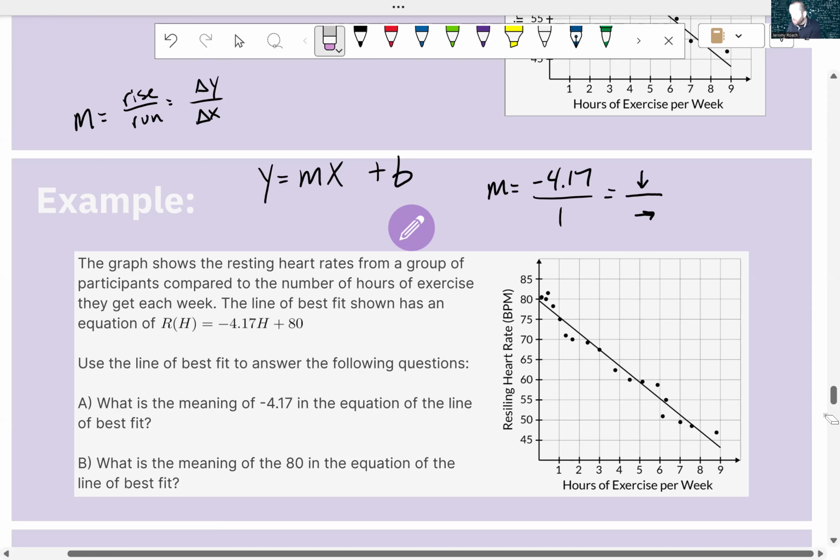Part B says, what is the meaning of the 80 in the equation of the line of best fit? If we look at the 80, that corresponds with 0 hours of exercise. And so that would mean that after no hours of exercise, the resting heart rate of a person would be 80 beats per minute.